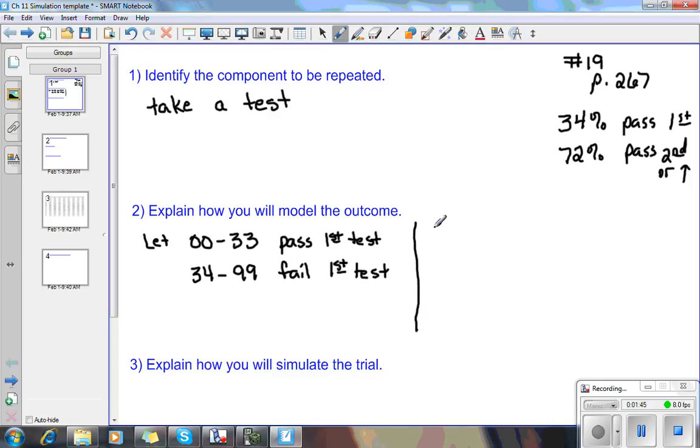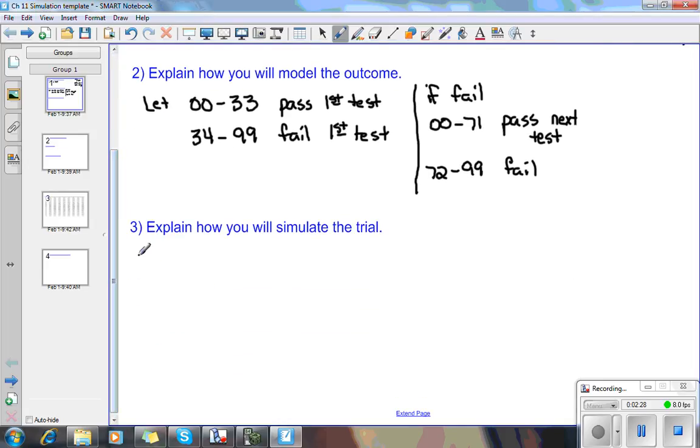But we need a kind of a follow-up. If fail, then we're going to have a set of digits now for the second test or continuing. So then at that point we're going to let 00 to 71 pass next test, 72 to 99 fail. Now, if we fail the second test, we come back to this part again for the third test because the 72% passing is for the second or third, etc.